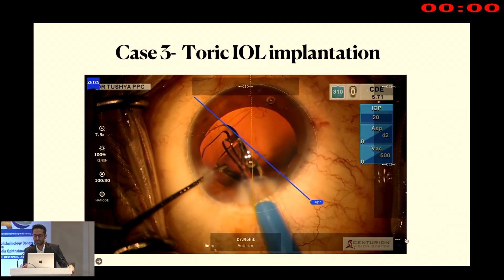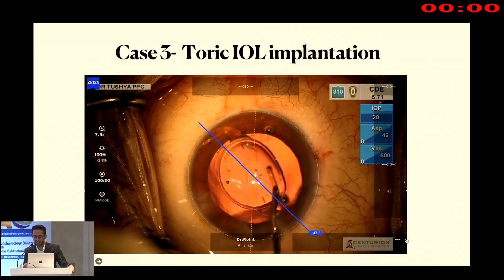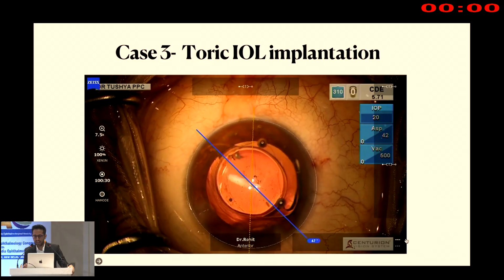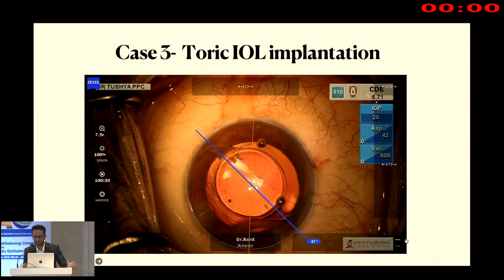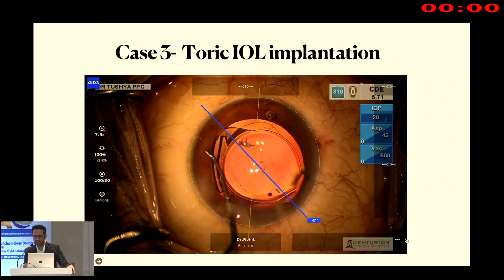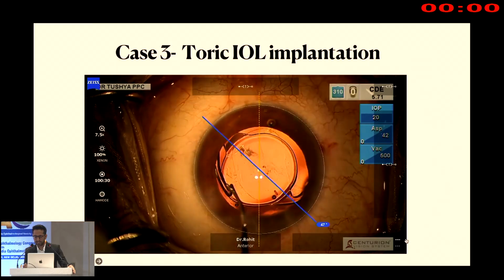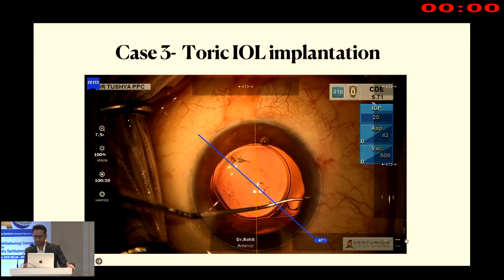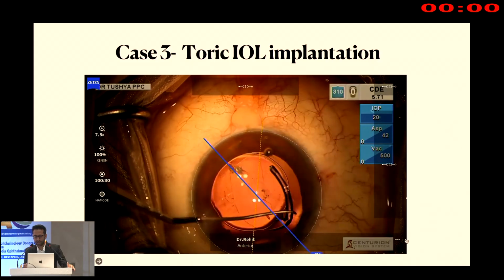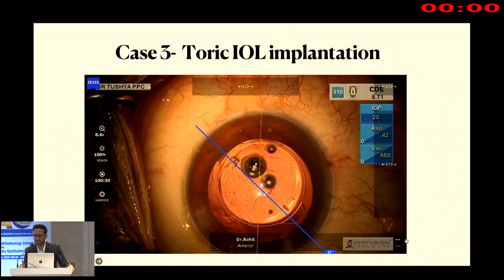Make sure that your chamber is adequately deepened with the viscoelastic. Align it at the axis. Once your chamber is adequately deepened, you slowly flex your haptic into the capsular fornix. It has been lined up before by keeping it on the iris, and with the other haptic going in, you can just place it in the back.